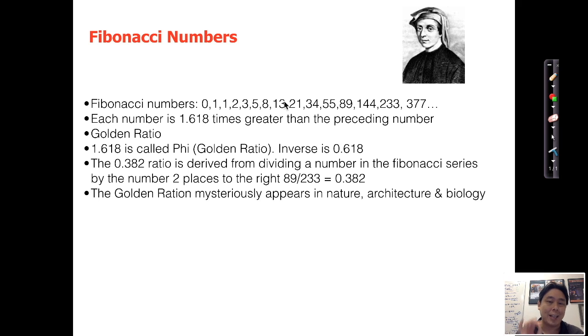Now, what's interesting about this number sequence is that as you keep creating the whole sequence of numbers, eventually you come to a point when you take any number and divide it by the number before it, you will get 1.618. So in other words, if you take 377, divide by 233, you get 1.618. If you take 233, divide by 144, you get 1.618. All right. So this is known as the golden ratio. So remember that number 1.618.